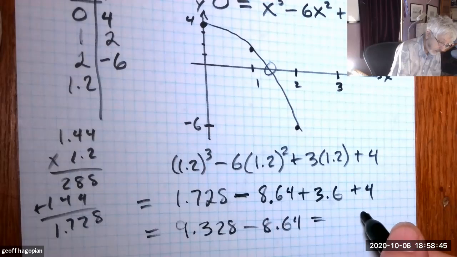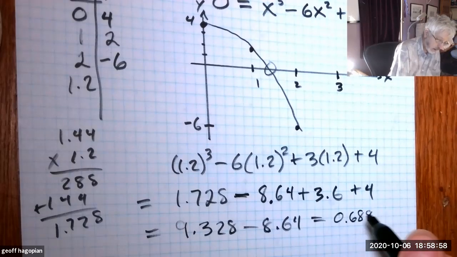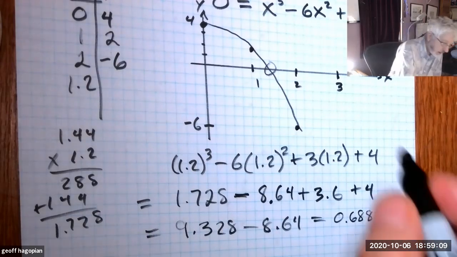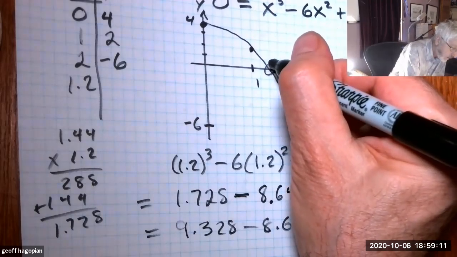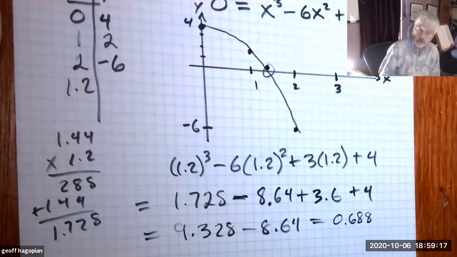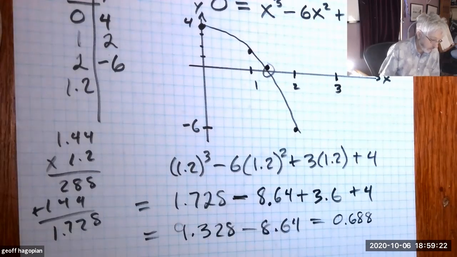Let's see, so 8 minus 0 is 8. 12 minus 4 is 8. 12 minus 6 is 6. And 0, right? So I think, yeah, 0.688. 688 thousandths. So where is that? It's going to be a little bit above, right about there. So we're close to the 0. Could we get closer? Yeah, probably by going like 1.25.